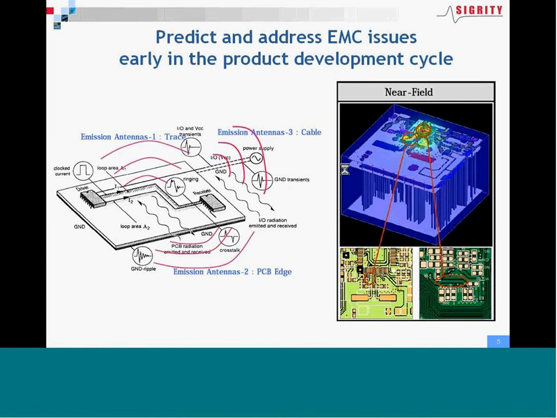The types of emissions that we consider in our board and package tools is shown in the slide on the left. There are three types of emissions that are shown. The first two types we consider. The third type we don't consider in our analysis, and we leave that for an EMC engineer. The first type is from traces. Let's call it microstrip traces because a microstrip trace is exposed on one side to the open environment.